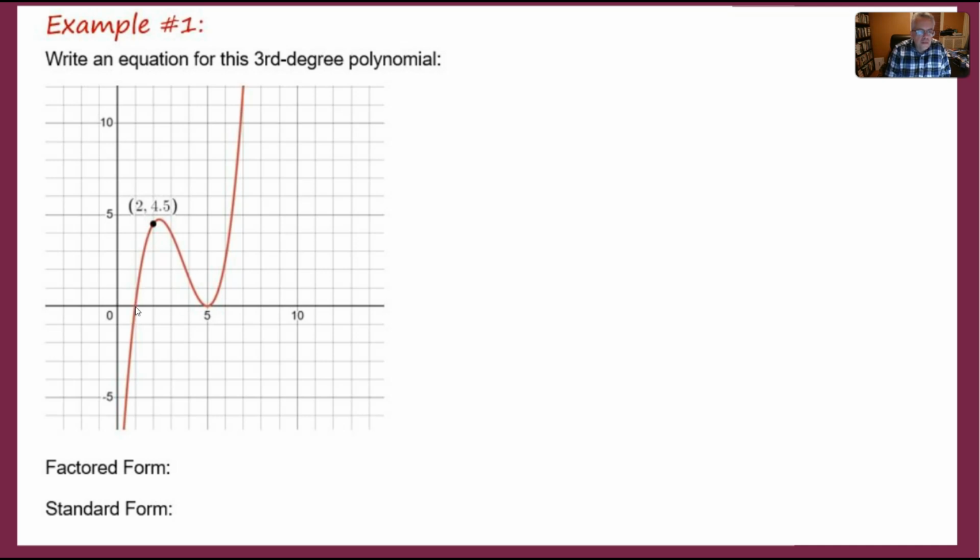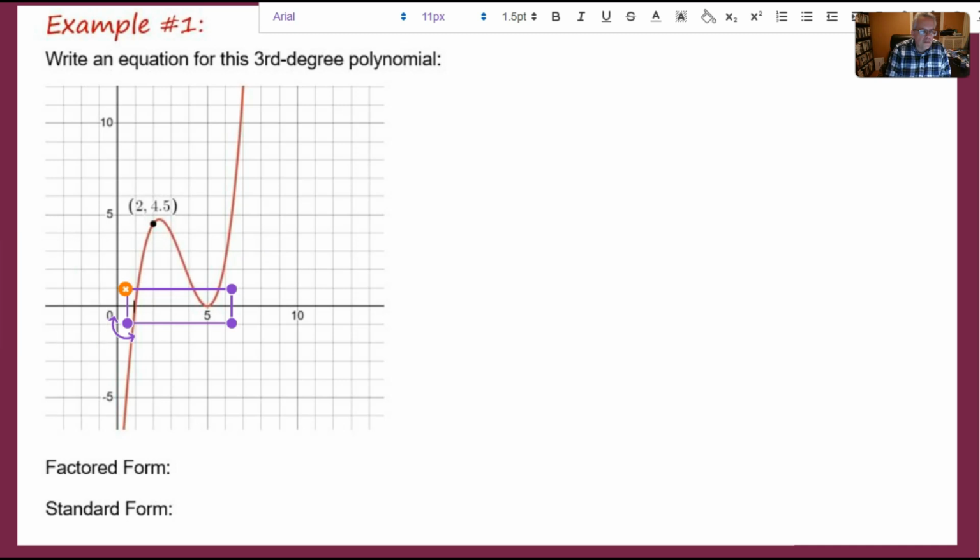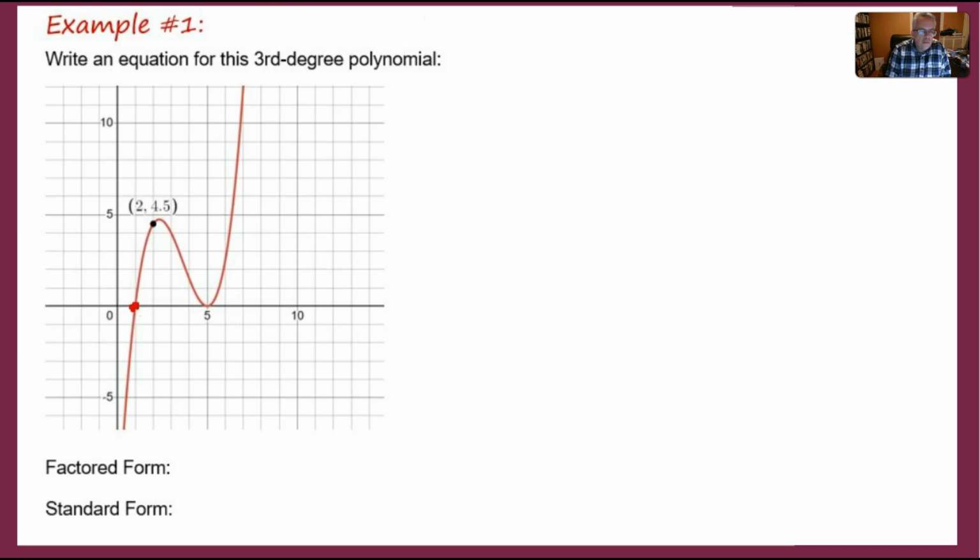So I see that there's a root right here at x equals 1, and there's also a root here at x equals 5. The one at x equals 1 has multiplicity 1. I know that because it crosses. And I know it's multiplicity 1 instead of 3 and 5 because this is only a cubic polynomial. So this one has multiplicity 2. Together, that multiplicity 1 and that multiplicity 2 add up to 3, which is the degree of the polynomial.